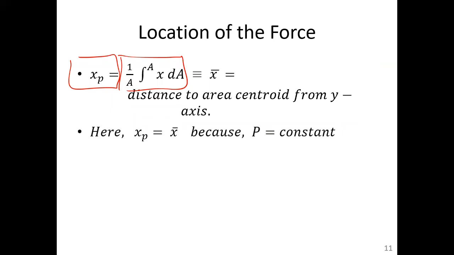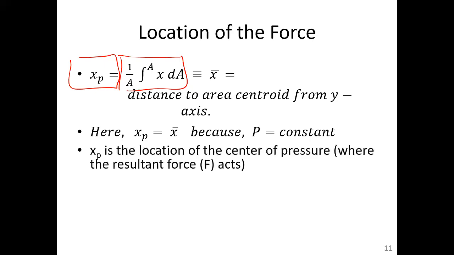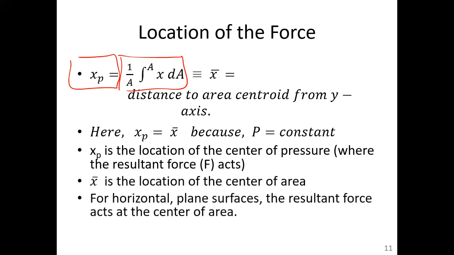So in this particular case, where we had a horizontal surface with uniform pressure distribution, as we said before, it should be intuitively obvious to you that the center of area and the center of pressure are the same point, because you have a uniform load. And so here, the center of pressure is at the center of area. xp is equal to x bar. And again, xp is just where the force is acting. We could do the same thing in the y direction, and you're basically going to find the same thing.